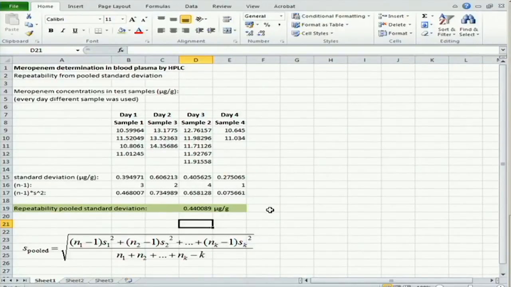And it is important to mention that even though the days are different, on each day we have the standard deviation which gives us repeatability because all the measurements were done on the same day. So all these are repeatability standard deviations. And when we pool repeatability standard deviations, we also get a repeatability standard deviation. So even though the experiments were carried out on different days, we do not get reproducibility, but we get repeatability standard deviation.